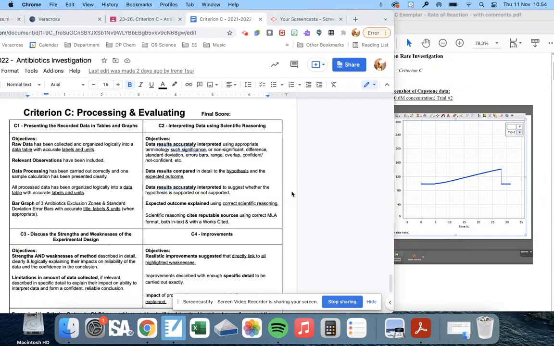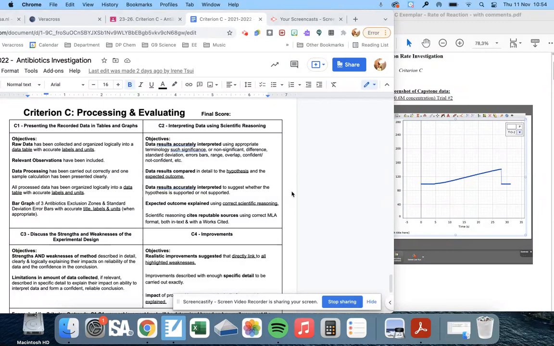So the raw data is the data that you've collected, but you haven't yet done any calculations or processing to. You need to present that data in a neatly, logically organized data table where you've labeled the data table, explained what the data is, and included relevant and appropriate units.